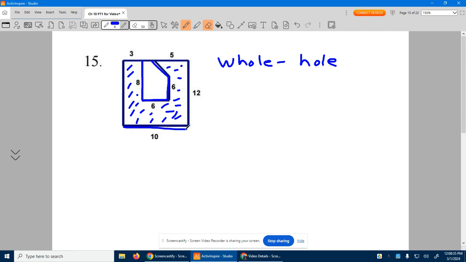Well, it's just 10 by 12. So 10 times 12, it's 120. 120 square centimeters, we'll assume, minus the part we don't want. Now, the part we don't want, notice that's a 1, 2, 3, 4, 5-sided shape. This is a 5-sided shape.